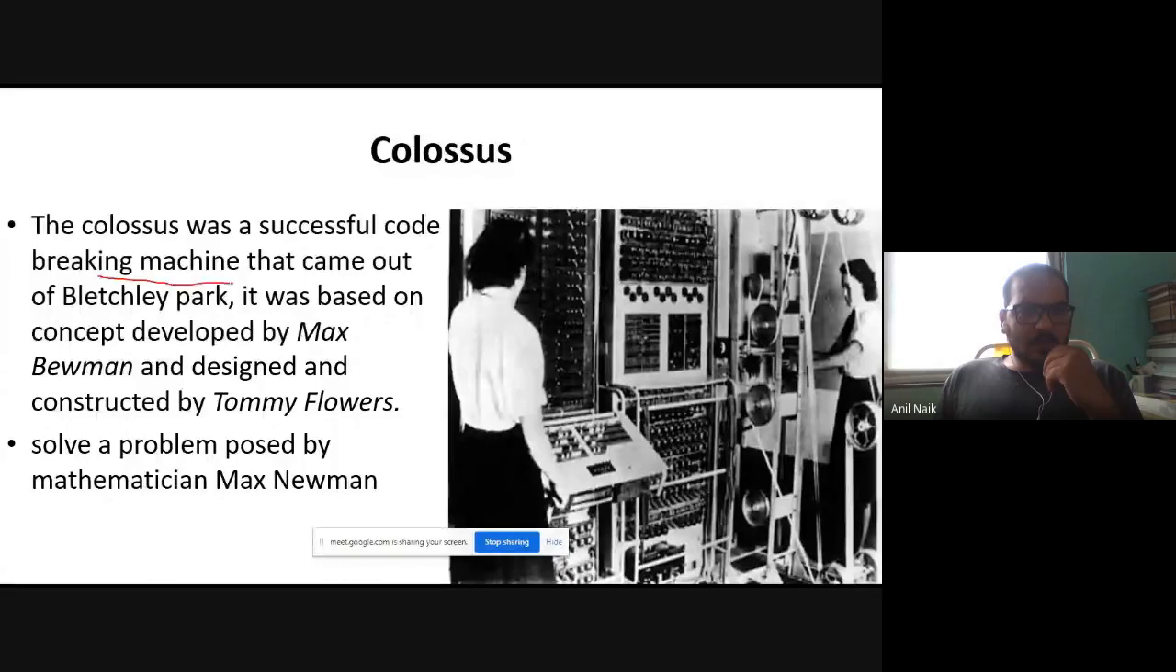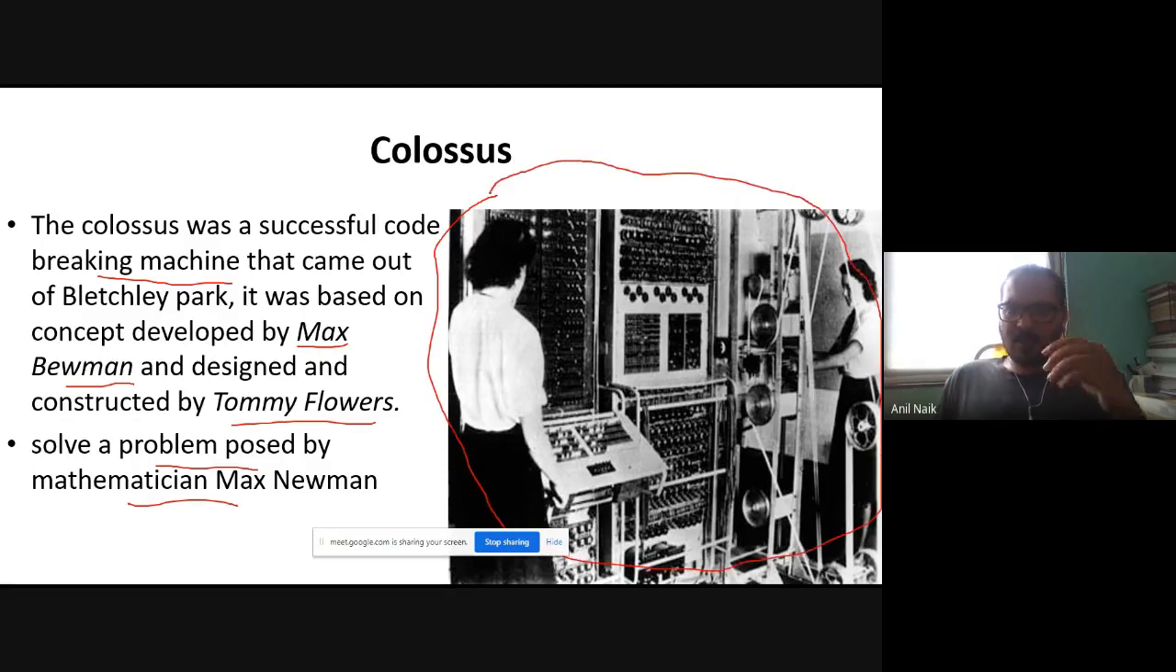It was one of the machines, developed by Max Newman and designed and constructed by Tommy Flowers. It is used to solve the problems posed by mathematicians. It is a complete device, similar to a computer, though not a perfect computer. The machine is used to perform mathematical calculations.